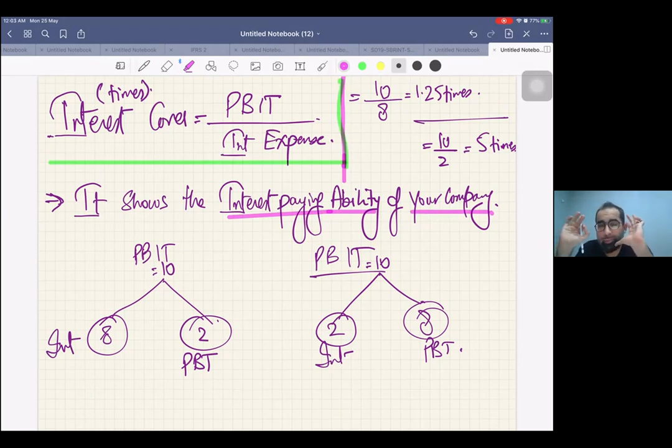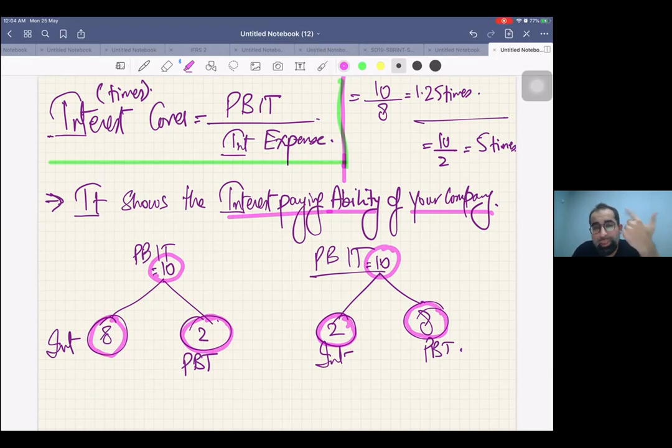Now, let me give you a very basic example you will understand. I'm presenting two companies in front of you. The first company has PBIT of $10 million, and this company is paying $8 interest out of this 10, and only $2 PBT is left. And the second company has $10 million PBIT, and this company is giving $2 interest, and $8 is the PBT, profit before tax, okay?